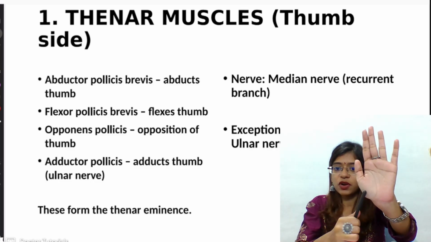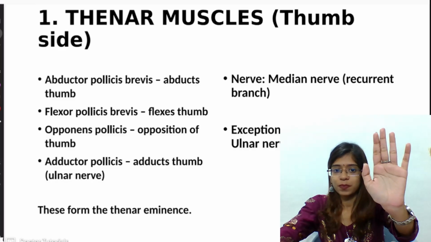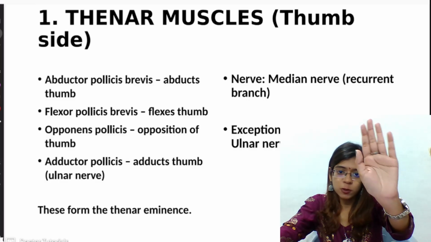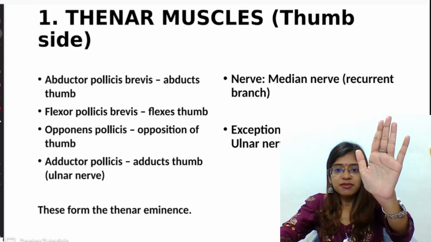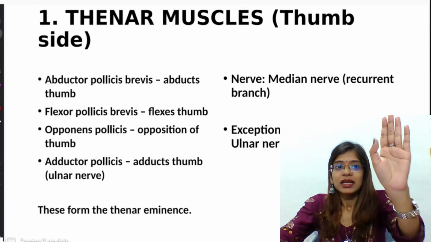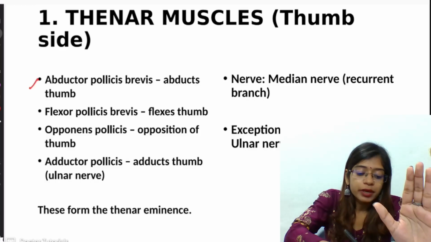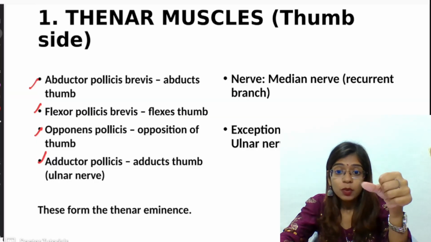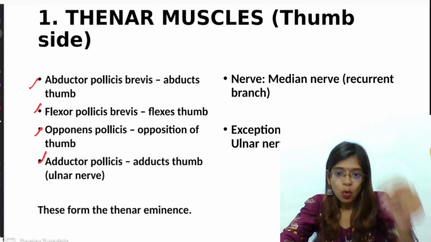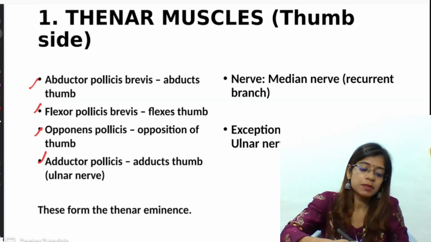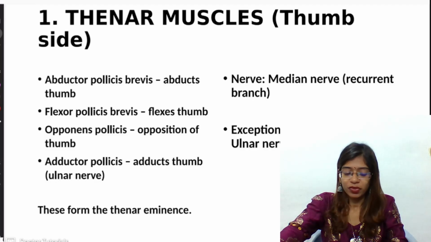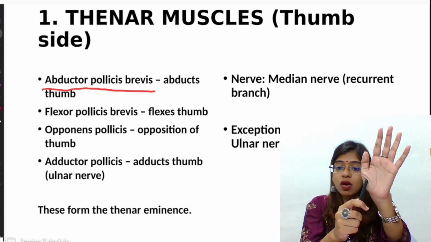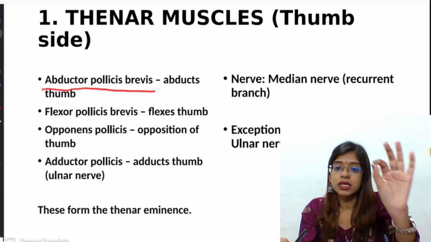These muscles here are thenar muscles. They are very important. You should know the names of the thenar muscles. What is their function? Whatever muscles you are going to learn now, they help in the movement of the thumb. So one by one, just read the names of the thenar muscles. Abductor pollicis brevis is one muscle in the thenar group.